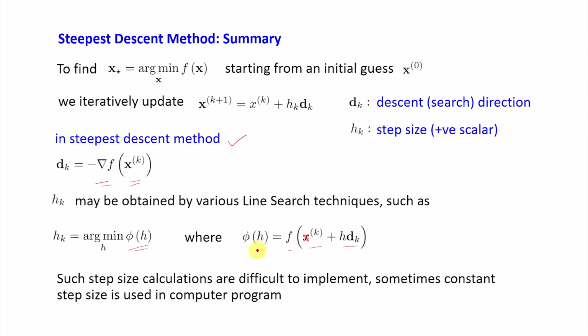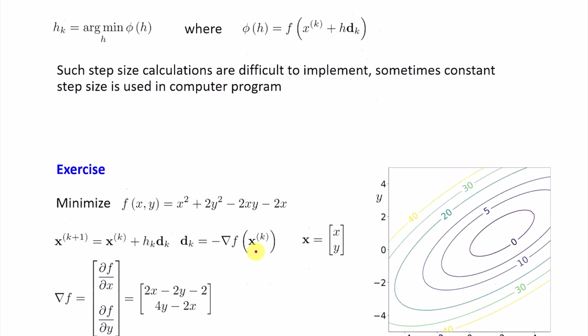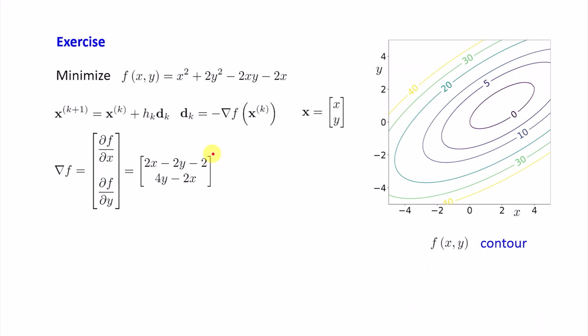So a step calculation like this at every iteration may be difficult to implement in a program. Many times that is why a constant step size is used. So let us see the problem that we are going to solve. We already started solving this problem. First we solved it analytically and then using other methods. Finally, we saw one iteration of steepest descent.